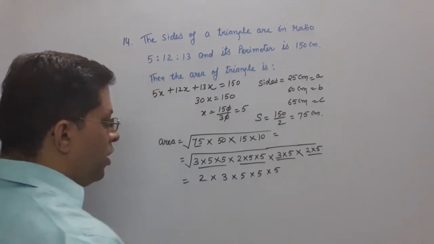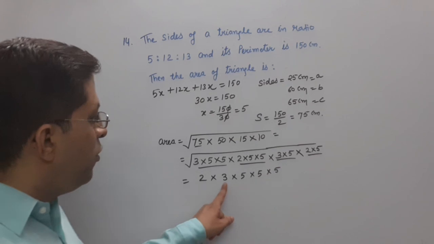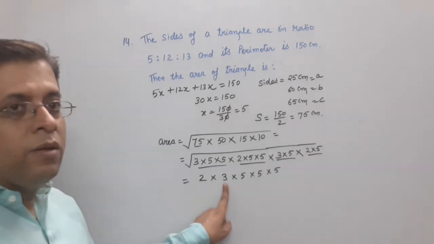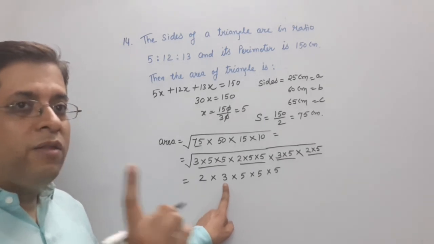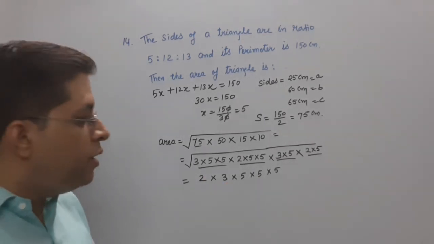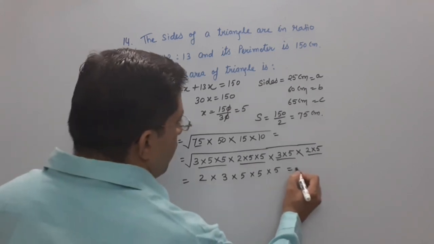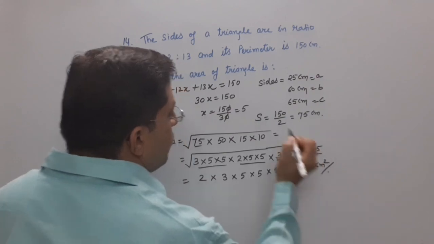5 5s are 25. 25 5s are 125. 125 3s are 375. And 375 2s are 750 centimeter square. This is your answer.